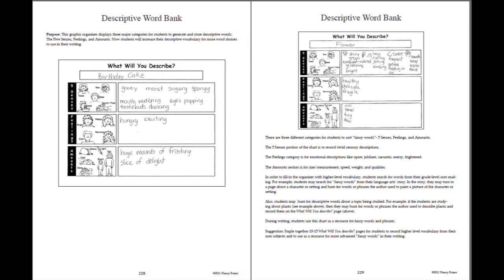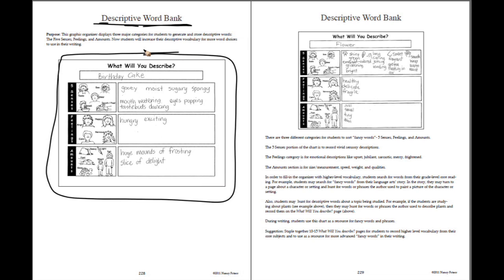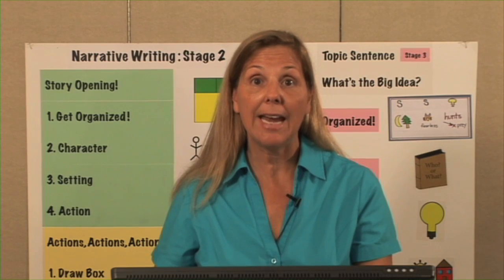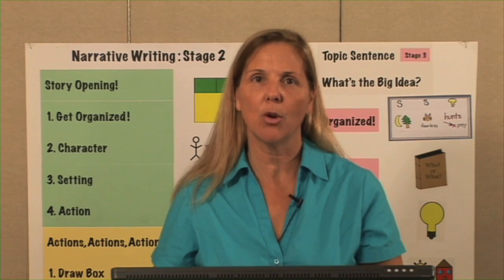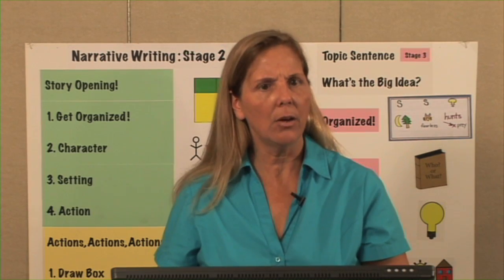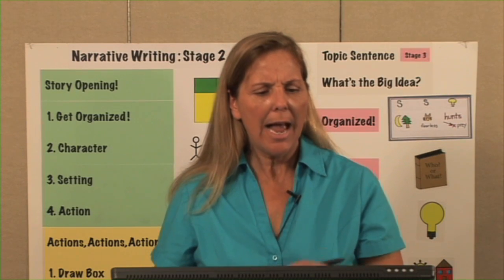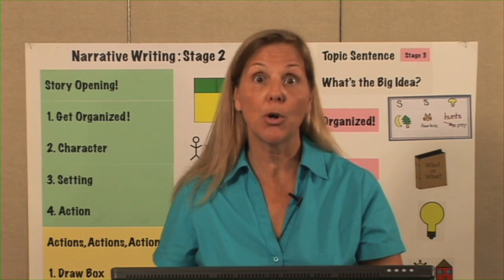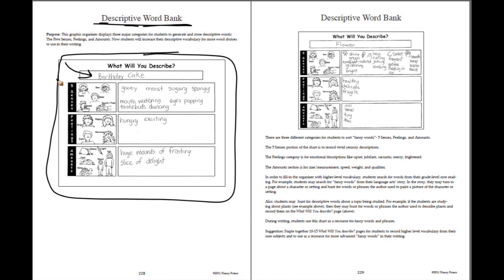Go to page 228. On 228, this graphic organizer is for your students to use to generate different descriptive words before they actually go to write about something. In other words, the students were going to be writing about a birthday cake in a story they were going to write. So we thought, let's make a word bank. How would we describe a birthday cake in this story? And we want to use 5 senses words.